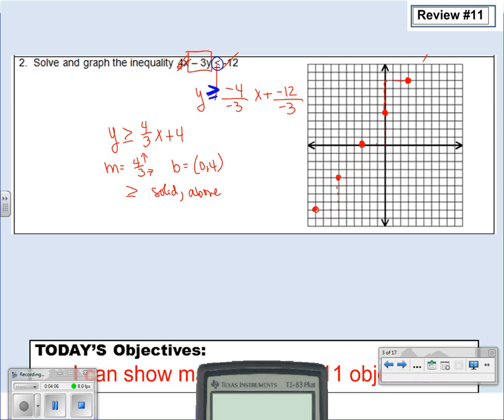This is being connected with a solid line. And then my shading is above, so it'll be above that. Again, starting with the y-intercept, I'm going to go above it.